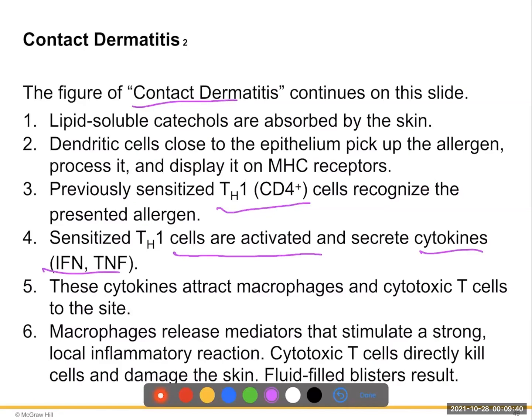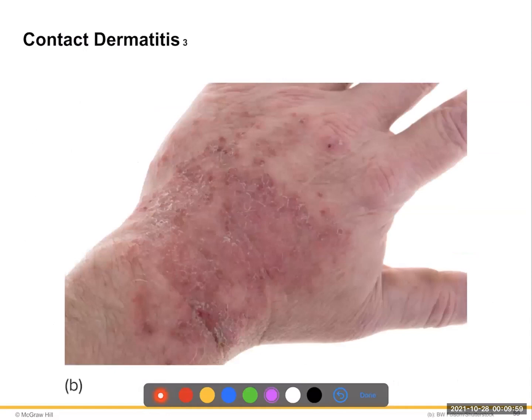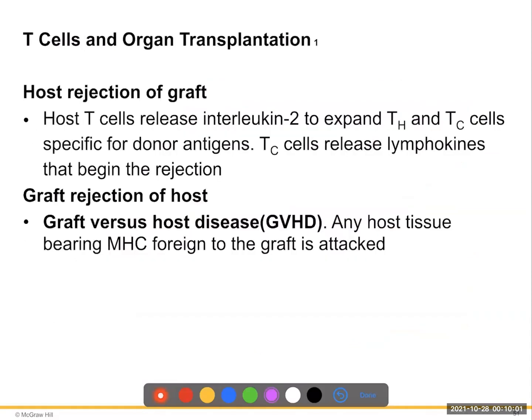The cytokines attract macrophages and cytotoxic T cells. The macrophages release their mediators that stimulate a strong local inflammatory reaction. Cytotoxic T cells directly kill the cells and damage the skin. And you get those fluid-filled blisters like boils. That's what contact dermatitis looks like.